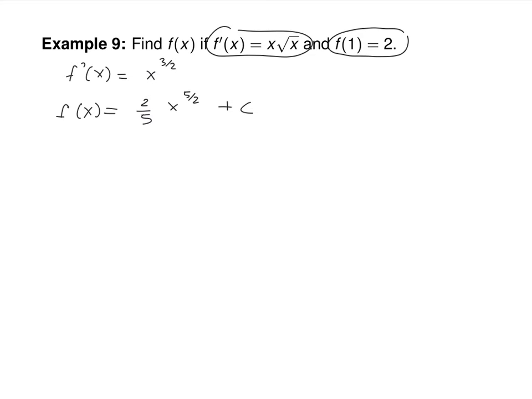Okay, so now you know that when you input 1, you get 2. Does that make sense? That's what this f of 1 equals 2 means. So that means that 2 will equal 2/5 times 1 to the 5/2 plus c. Like the y you get out is 2 when the x is 1, right? So that's 2 equals 2/5 plus c. Can you find c from that?